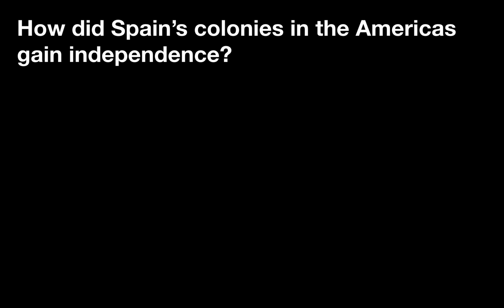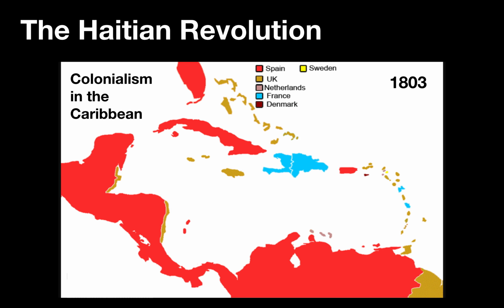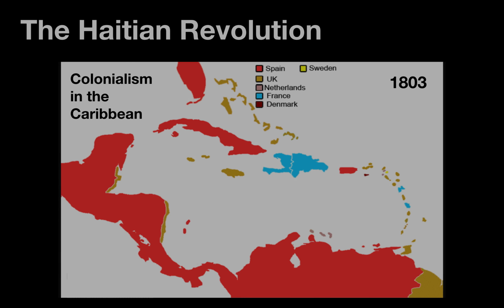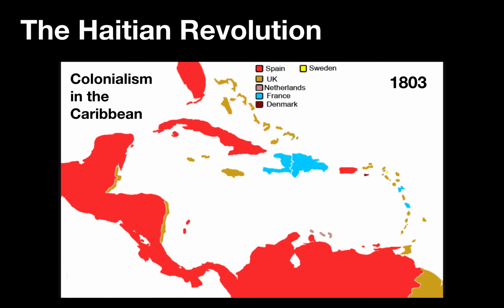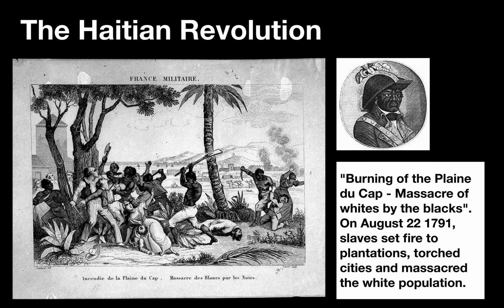So how did Spain's colonies gain independence? So first we're going to look at Haiti, right? Not actually a Spanish colony, but it's part of Latin America, but it is a French colony, and they are at the time about 90% enslaved African Haitians, 10% white French Haitians, right?